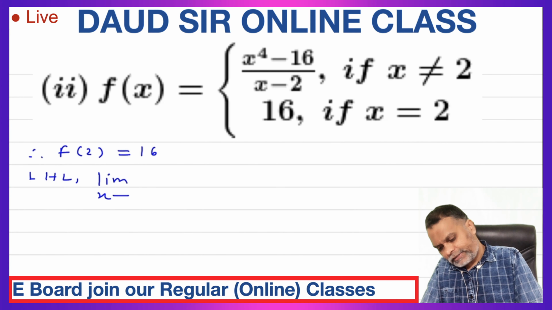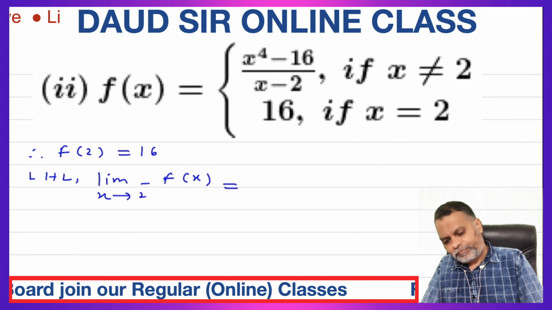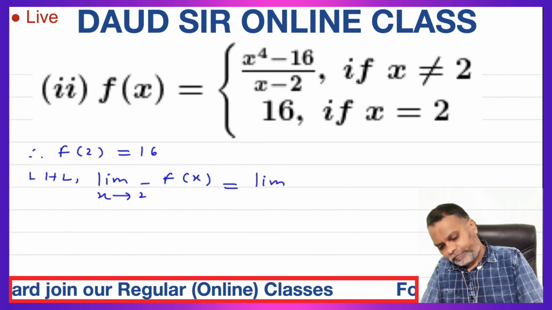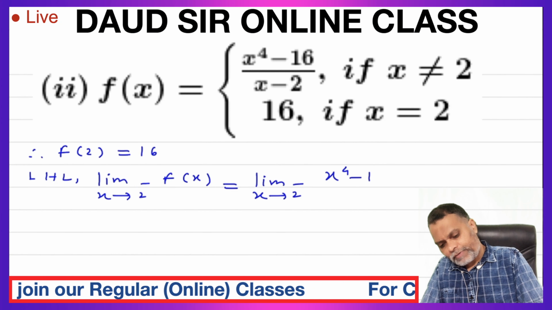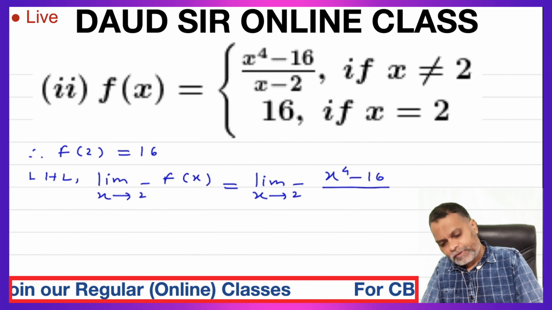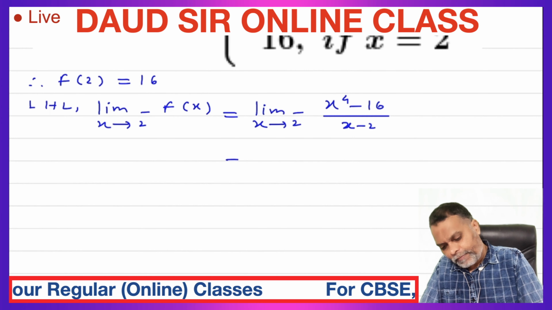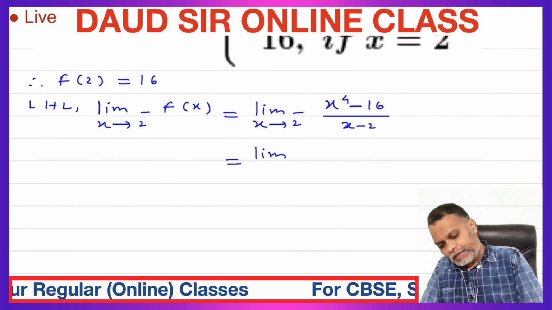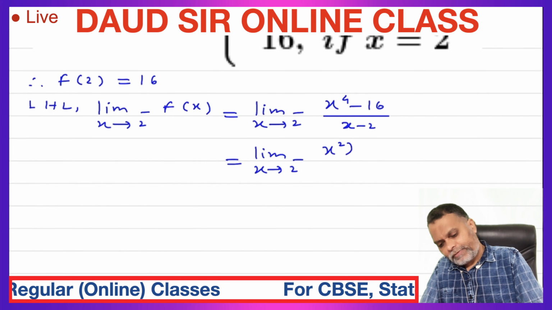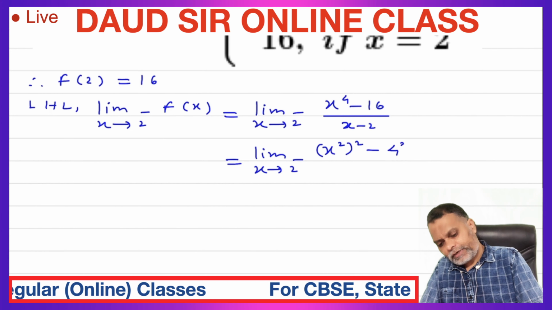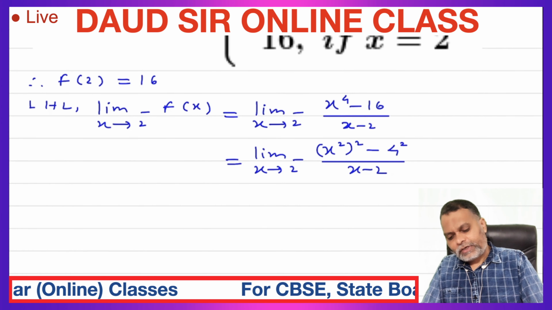Limit x tends to 2 minus f of x is equal to limit x tends to 2 minus (x^4 - 16)/(x - 2). Solve it. x^4 - 16 can be written as (x^2)^2 - 4^2, upon x - 2.